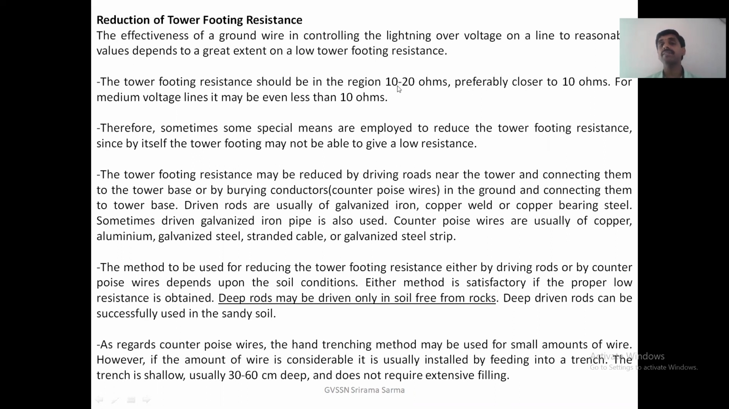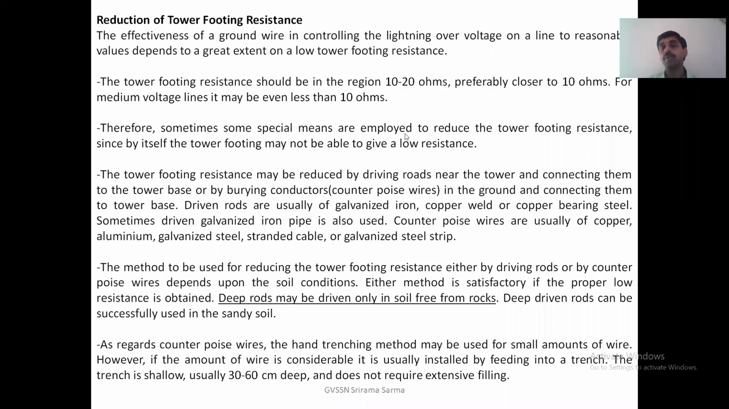What should be the general value? 10 to 20 ohms, preferably closer to 10 ohms. For medium voltage lines, it can be less than 10 ohms. At the foot of the tower, the resistance must be low, such that whenever the discharge current goes into the ground, no excess voltage is developed that could cause an additional flashover.